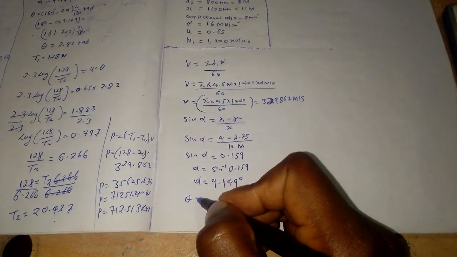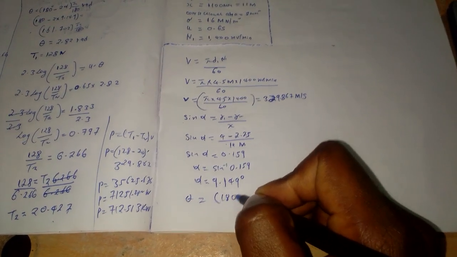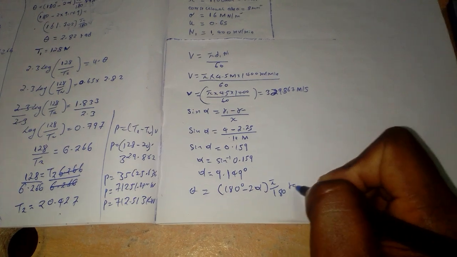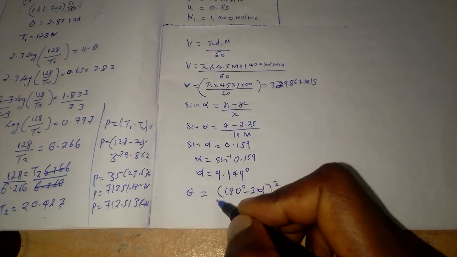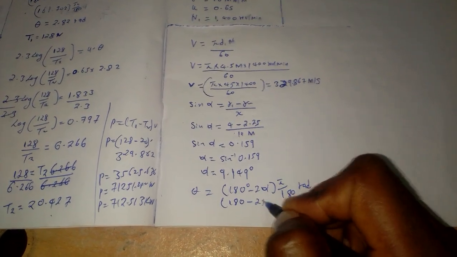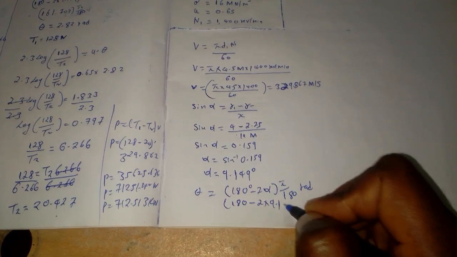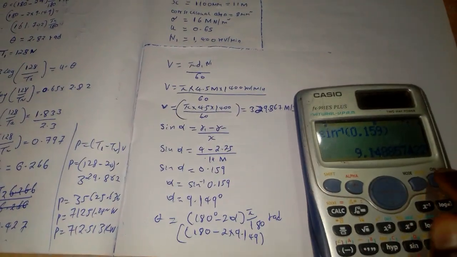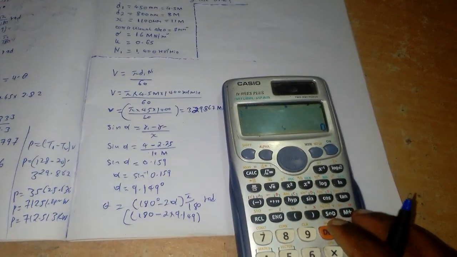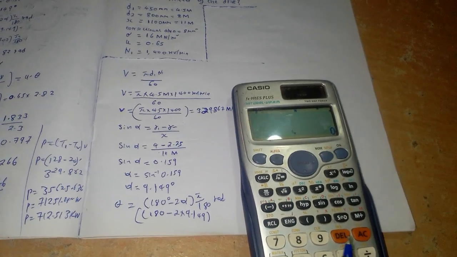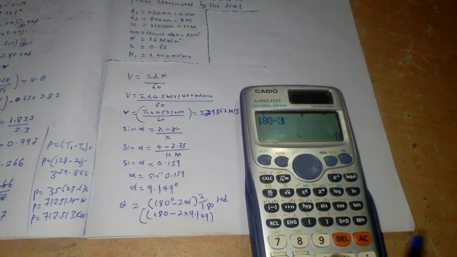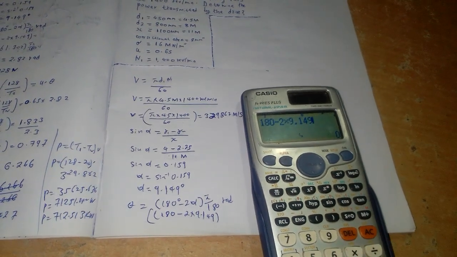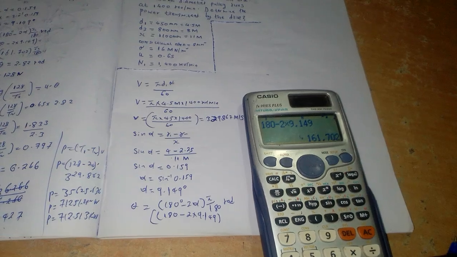Now I have to convert this into radians. Theta is equal to 180 minus 2 alpha, with alpha being 9.149. So 180 minus 2 times 9.149 gives 161.702 degrees.